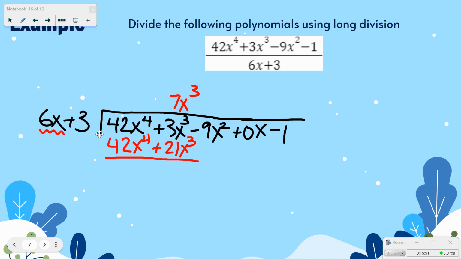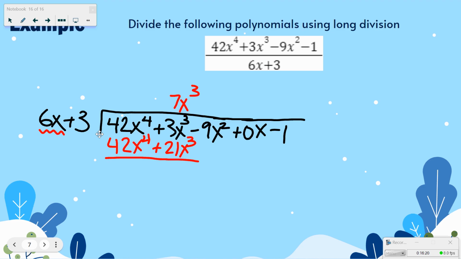Great job. So if your brain works well with multiplication, phrase it always like what times this value, which is 6x here, gives me my first term under here, which would be 42x to the 4th. If your brain works well with division, just divide this by that, and that's your term up there. Divide what by what? This, 42x to the 4th, by 6x. That's what you get up here.